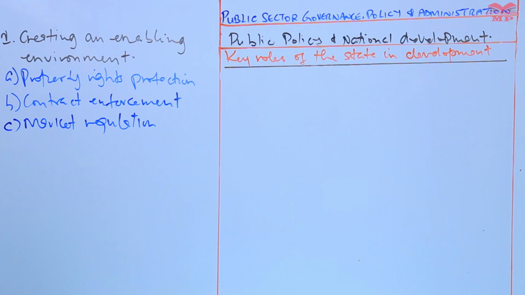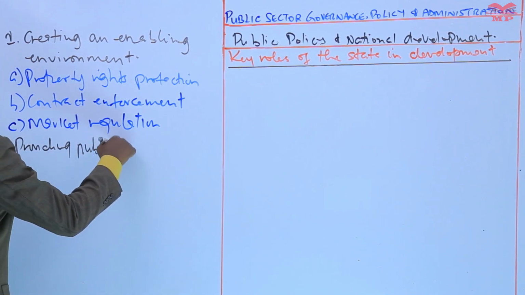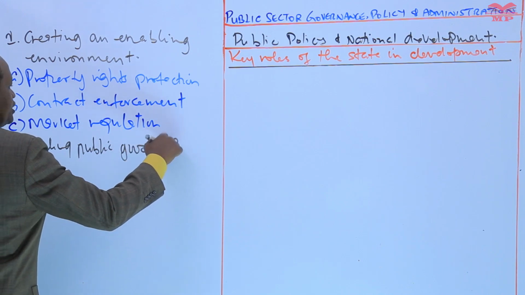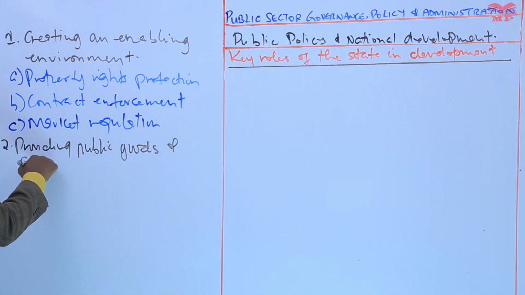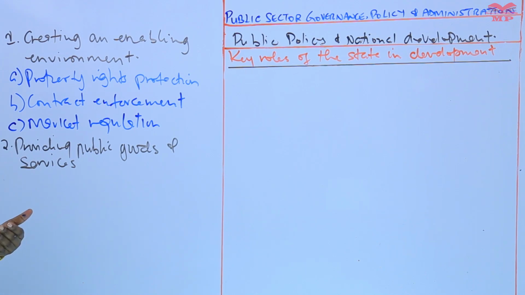The second role is provision of public goods and services. The state is responsible for providing essential services and goods that are often underprovided by the private sector due to their non-excludable and non-rivalrous nature.